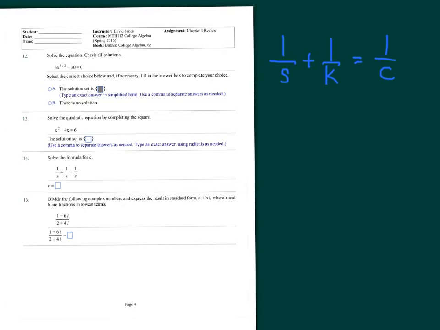Number 14, solve the formula for c. And we've got 1 over s plus 1 over k equals 1 over c. We talked about something similar to this. We've got an equation with fractions. And when we've got that, what we want to do is, these problems are much easier to solve if we can get rid of the fractions. And the way that we do that is to multiply the common denominator times everything.